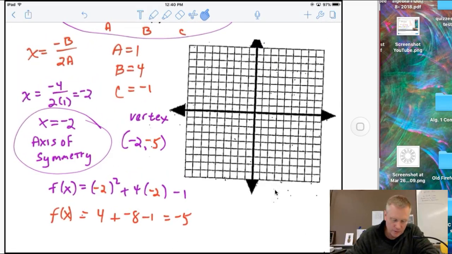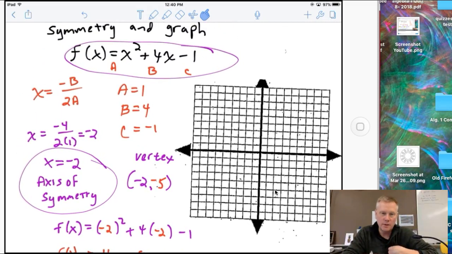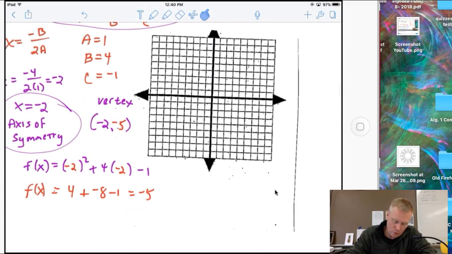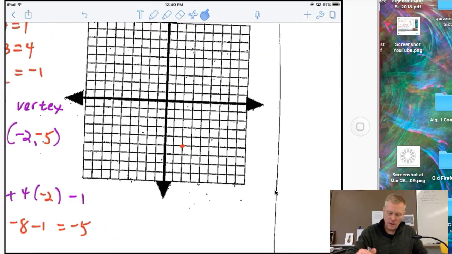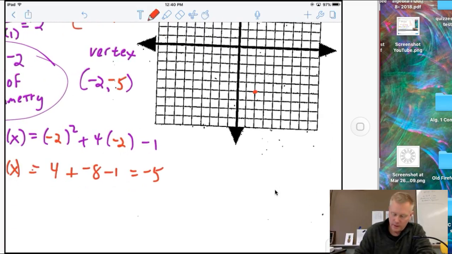Now, because a is positive 1, I know this parabola is going to open up. All right, so I've got one point, which is the vertex, at negative 2, negative 5. I need to zoom in a little bit so I can find where negative 5 is. 1, 2, should be here, I think, if I counted correctly. Negative 2, negative 5. Okay, so now I've got only one point here, and I need more. I need at least 3, maybe 5 points for my graph.